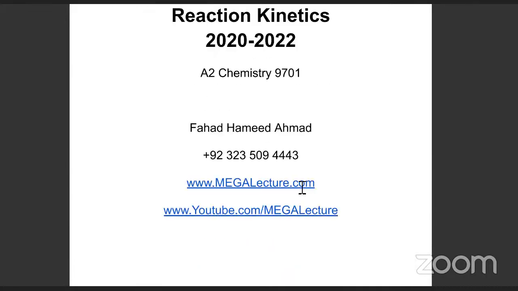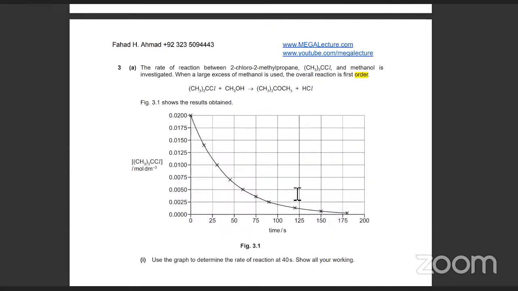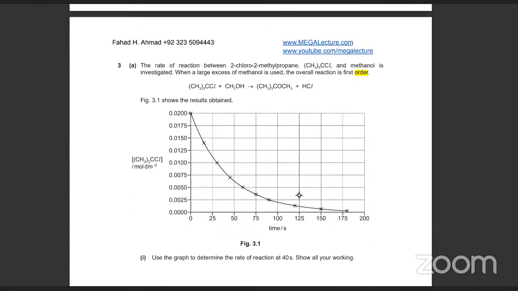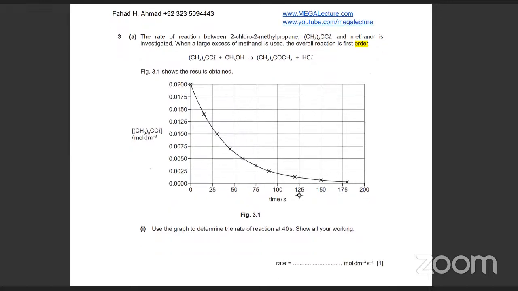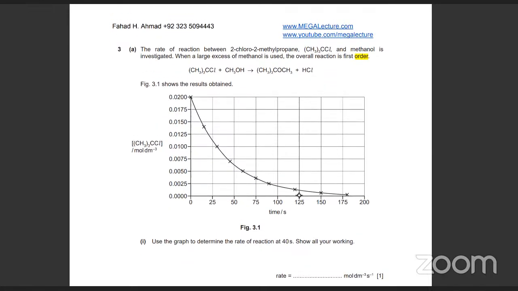So this one, latest questions on reaction kinetics. Starting with the first one, somebody should have a calculator with you. ठीक है? Use the graph to... Now in this question, the first part he's saying is that the rate of the reaction between 2-chloro-2-methyl propane and methanol is investigated when a large excess of methanol is used. The overall reaction is first order. Use the graph to determine the rate of reaction at 40 seconds, show all your workings.